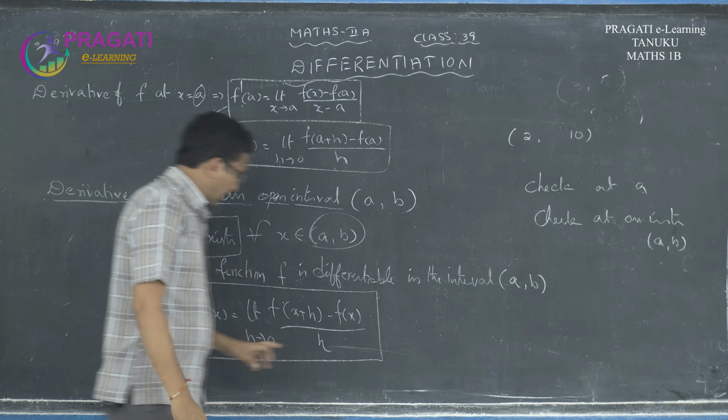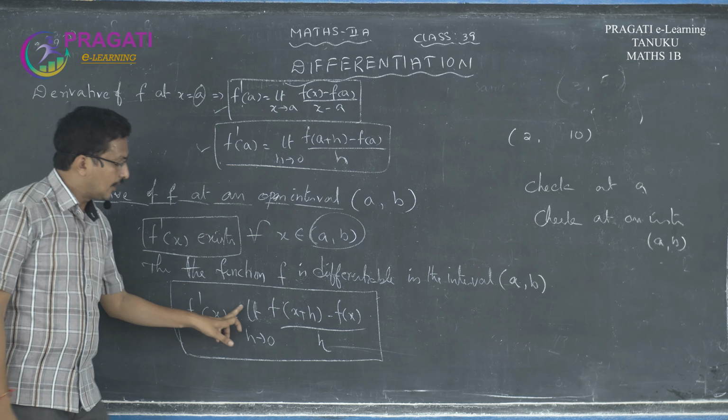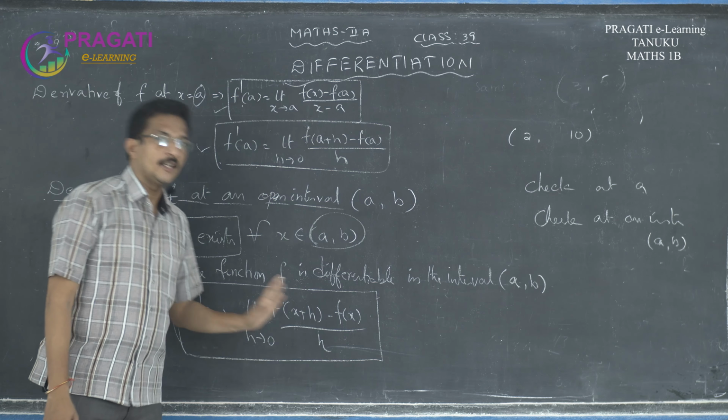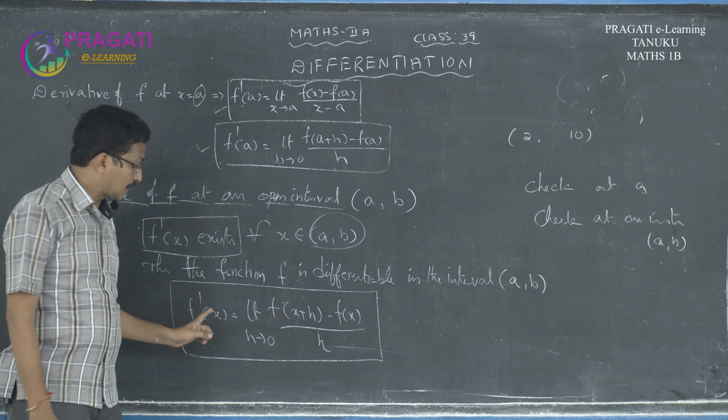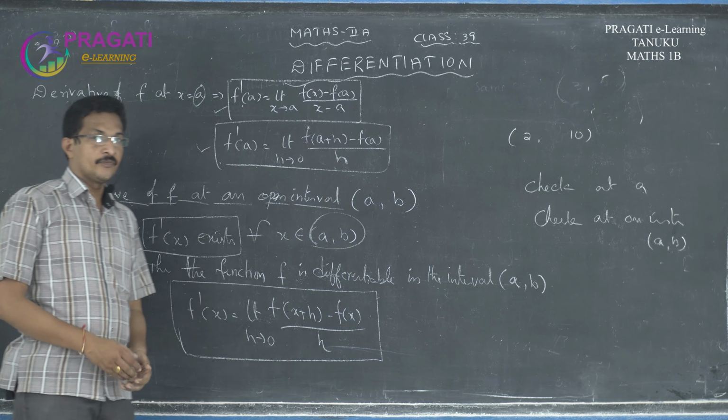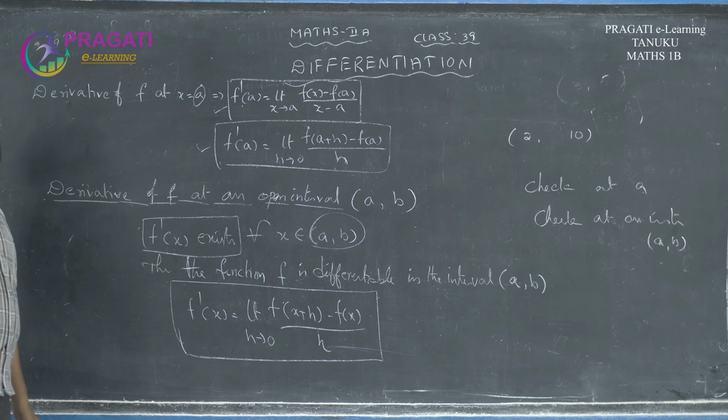So we use the formula f dash of x is equal to limit h tends to 0, f of (x plus h) minus f of x, by h. If it exists, then the function is differentiable. Substituting every value in the interval, if we get a value, then we get the answer. Otherwise, it does not exist.